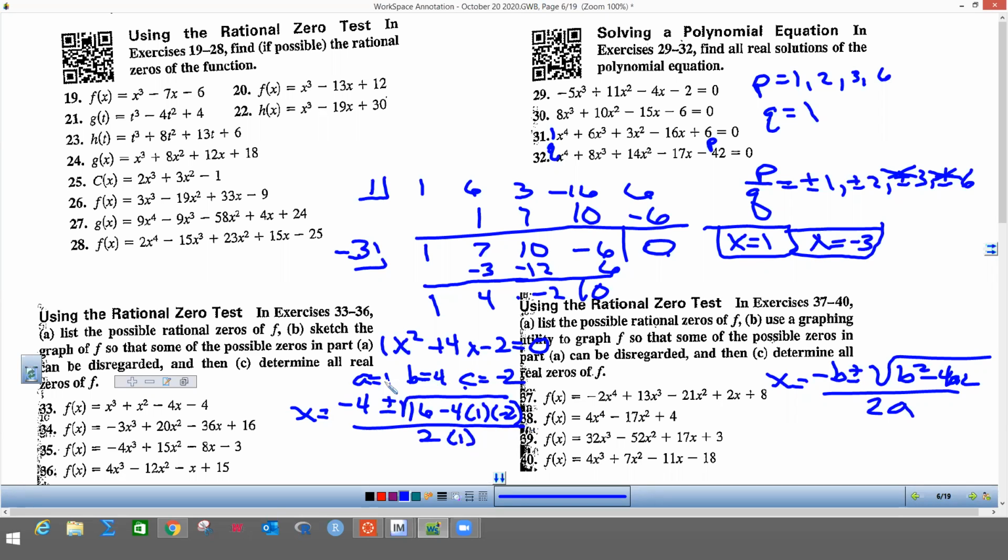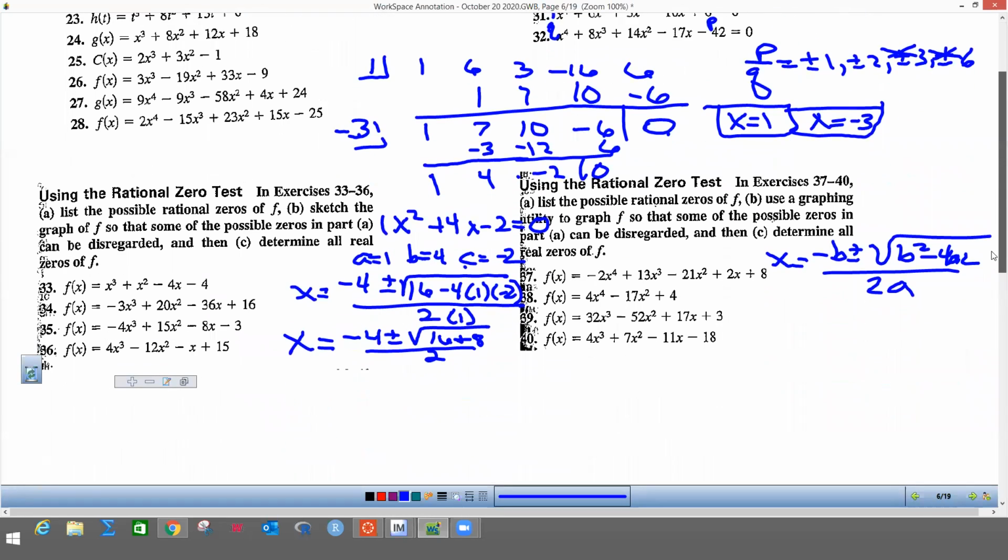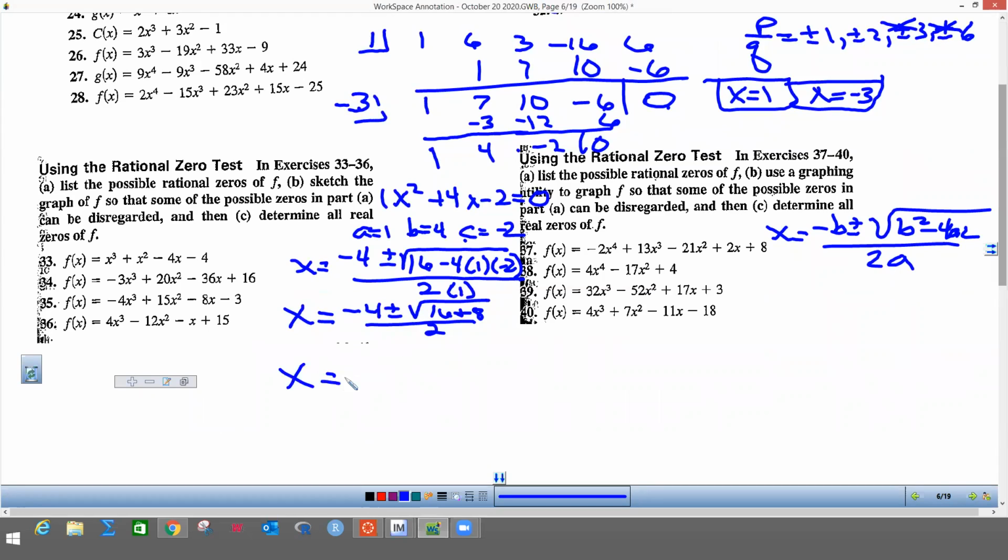which is 1, that 1. So now I got to multiply -4 times 1 times -2, that's 8. So that gives me 8. So I got -4 plus or minus square root 16 plus 8, because I got two negatives, gives me a positive, all over 2. And then I get x equals -4 plus or minus, and I get the square root of 24 because I get 16 plus 8 is 24. That's over 2. And now I need to break 24 down.